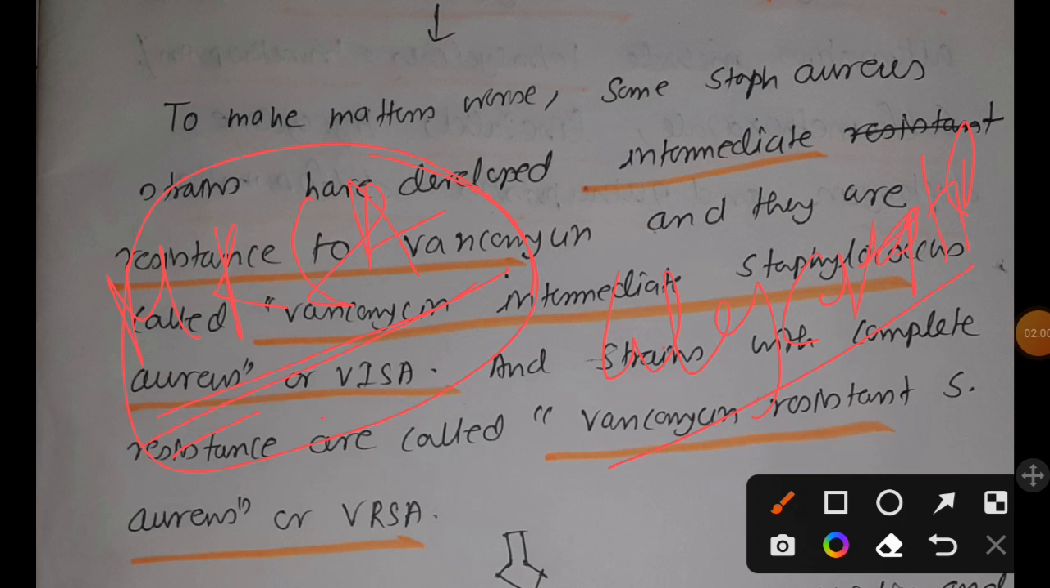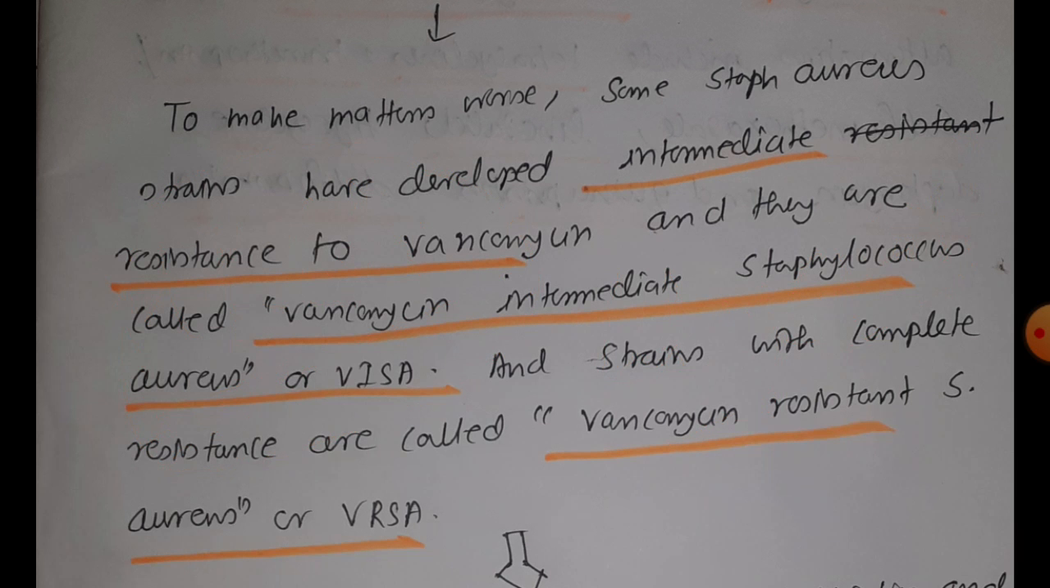Okay, so scientists thought that they can use vancomycin for treating MRSA, but again, making the matter worse, Staphylococcus aureus again adapted itself. Although vancomycin has some serious side effects, along with that Staphylococcus aureus also adapted itself to become resistant to vancomycin.